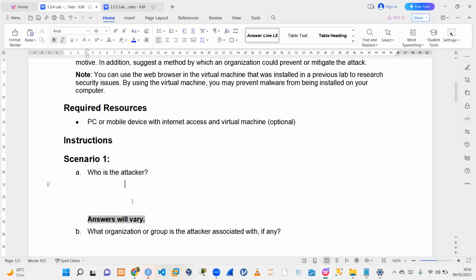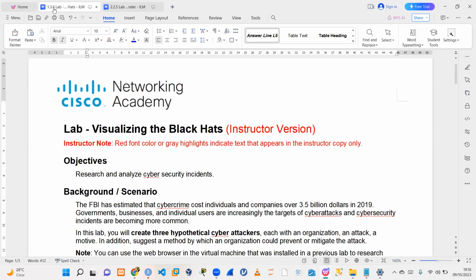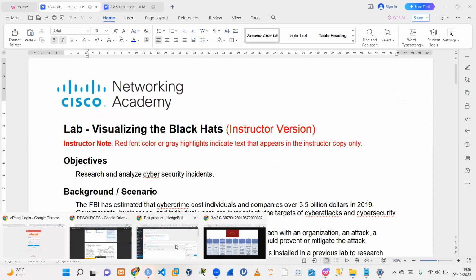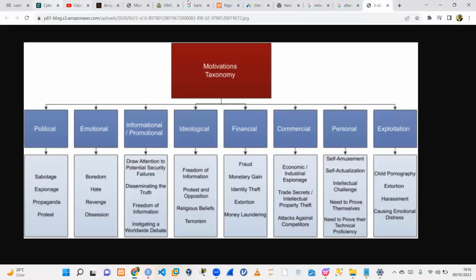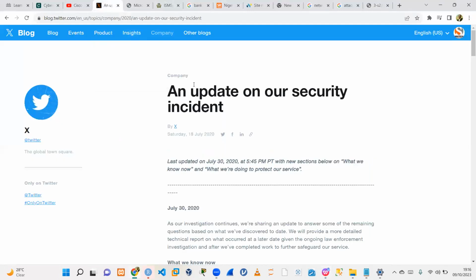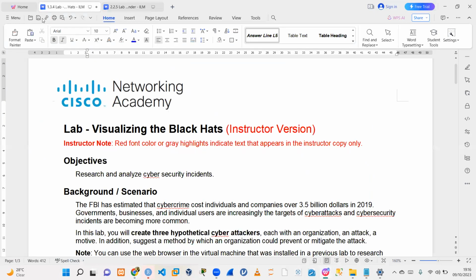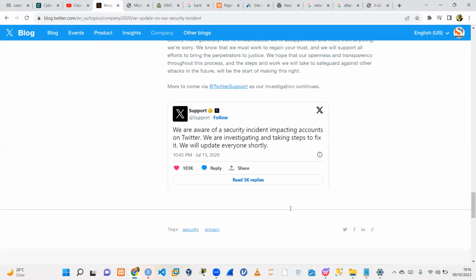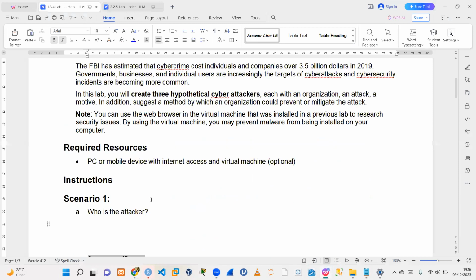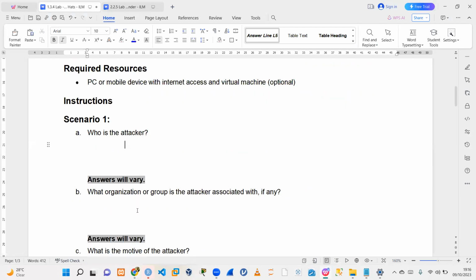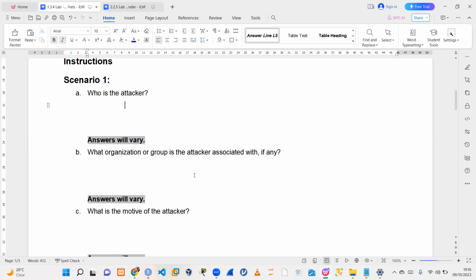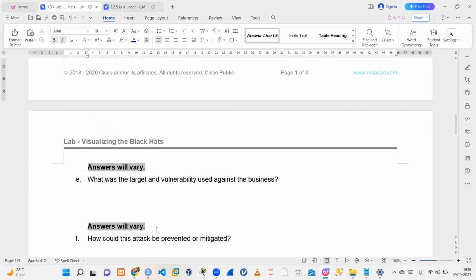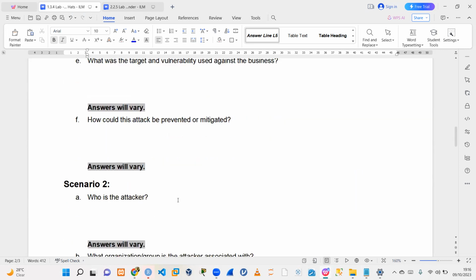And okay, for this particular lab 1.34, let's all use the Twitter stuff. I'll drop it in the group. Where is the Twitter stuff? Are we together? Yes. Everybody, for lab 1.34, you are going to use this scenario. You are going to use it to get the attacker, the organization, the motive, the method, the target and vulnerability used against the business. How could this attack be prevented and mitigated?